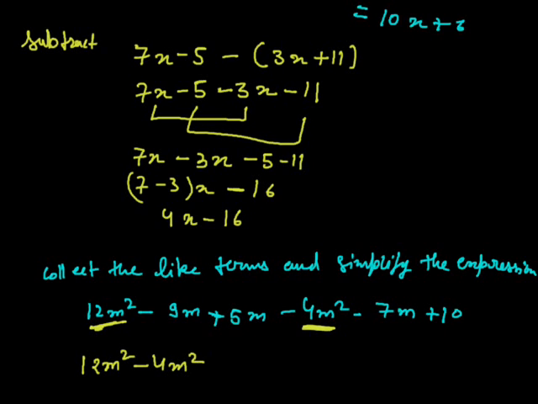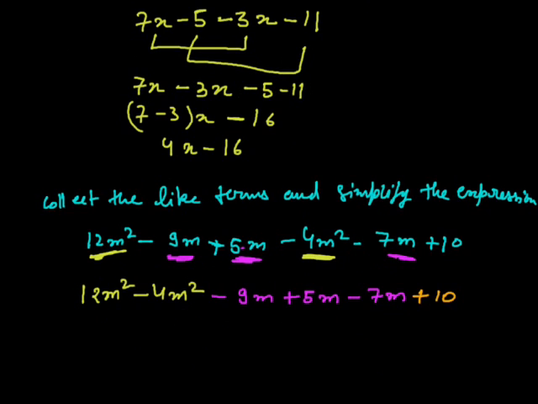Now the second term here is minus 9m. Now we will try to find any term having the algebraic part as m. We can see that 5m is having m, and minus 7m is also having an algebraic part as m. So these three are the like terms. So we will write them together: minus 9m plus 5m minus 7m. Now the remaining part, that is 10, will be written as it is, since it does not have any like terms.